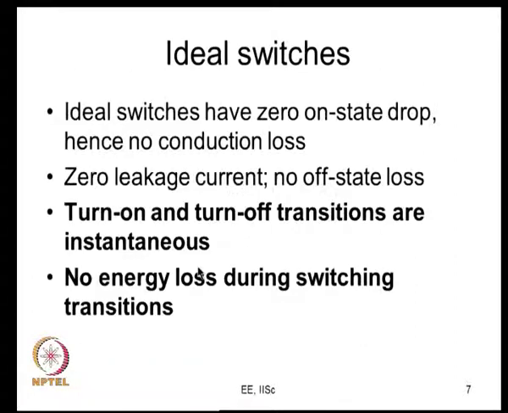Now, as we saw earlier, ideal switches have 0 on state drop, and however much current may be flowing through it, the voltage across it is 0, and therefore the product of voltage and current is 0, and there is no power dissipation. Therefore, there is no conduction loss in an ideal switch. Also, when an ideal switch is in the off state, there is supposed to be some leakage current, but if the switch is ideal, the leakage current is 0. So, once again the product of voltage and current is 0, because current is 0. So, there is no off state loss.